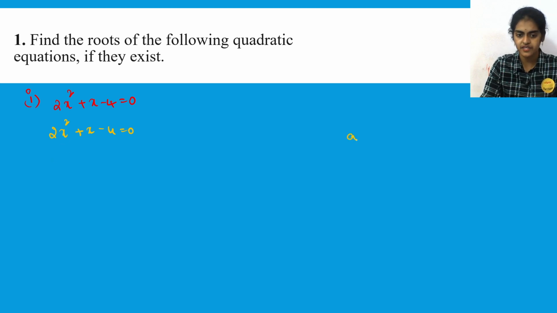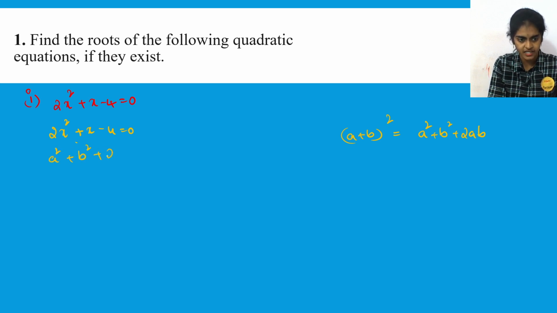Comparing this, as we have discussed, we are going to make it of the form a plus b whole square or a minus b whole square. Now here you see it is like a plus b whole square, so a square plus b square plus 2ab. My a square value is 2x square, which means my a value, if I take the root, is root 2x.